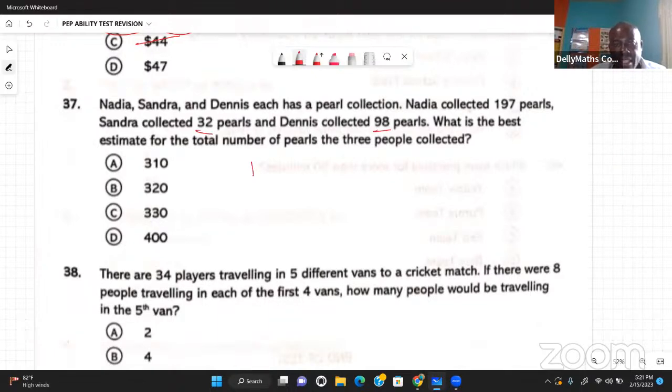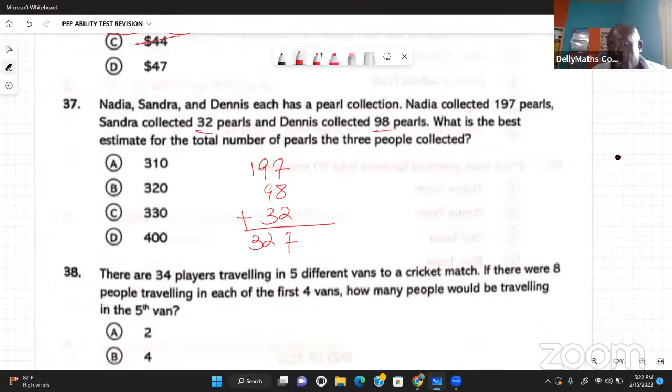All right, so the best estimate is to add them. You want to add them up first to have a good judgment of what is going on. You need to add them up. So when you add them up, you'll know what's going on. So 197 plus 98 and that 32, you're adding, this is a 7, 2, all right. So we have about 327 when everything is added.